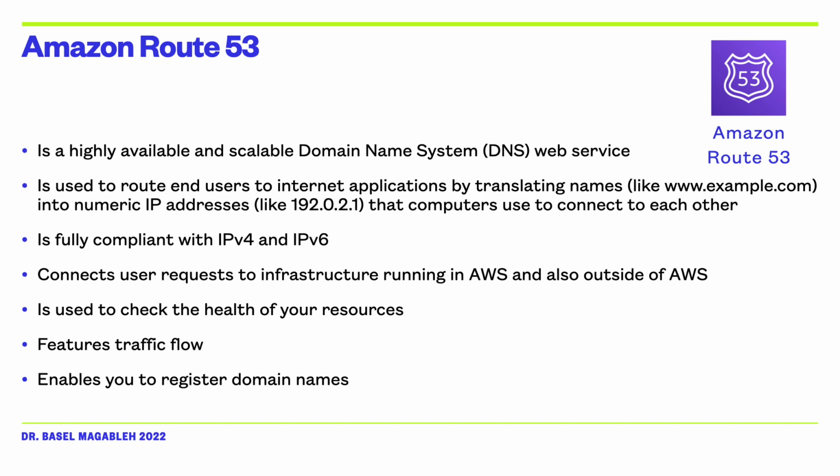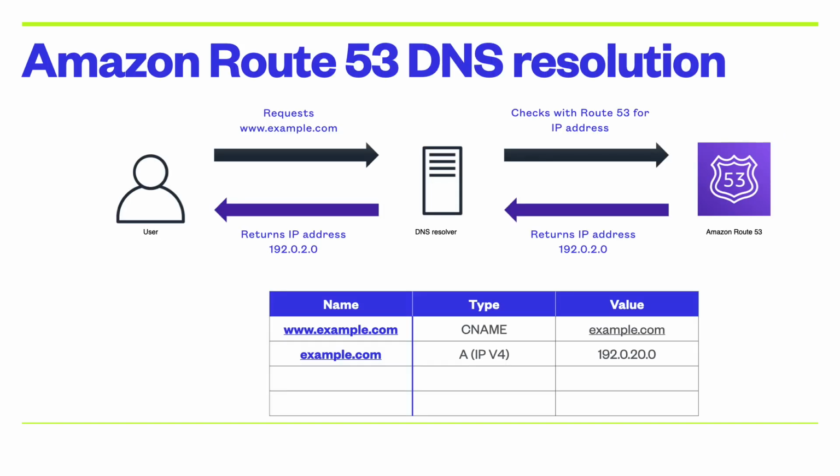It is used to check the health of your resources, and it features traffic flow and enables you to register domain names. So in this example, we have an example website, www.example.com. The job of Route 53, when the user sends a request to the CNAME www.example.com, is for the DNS to match this to the value of the IPv4 address, of the type record A, which we are going to see now in the console.